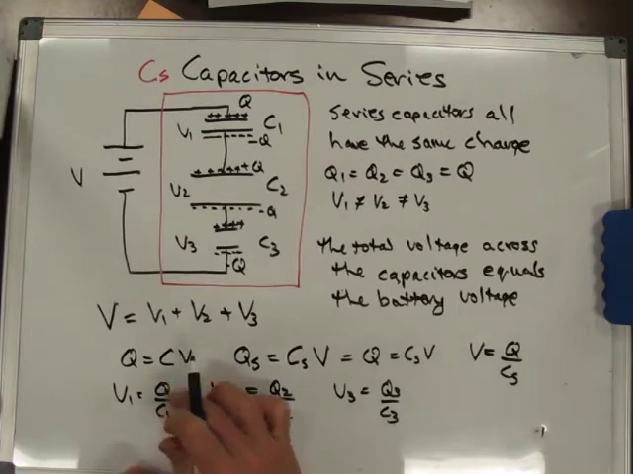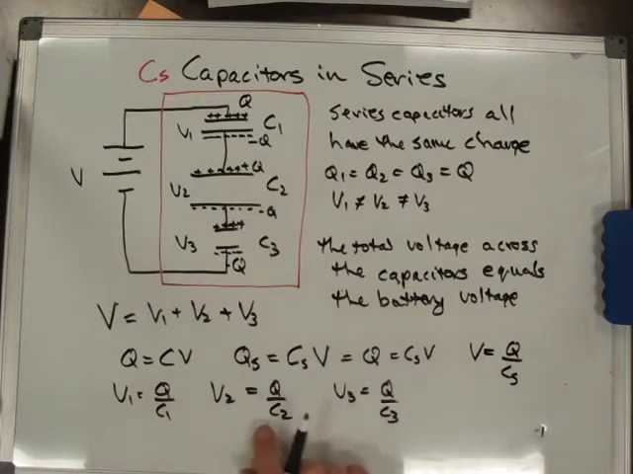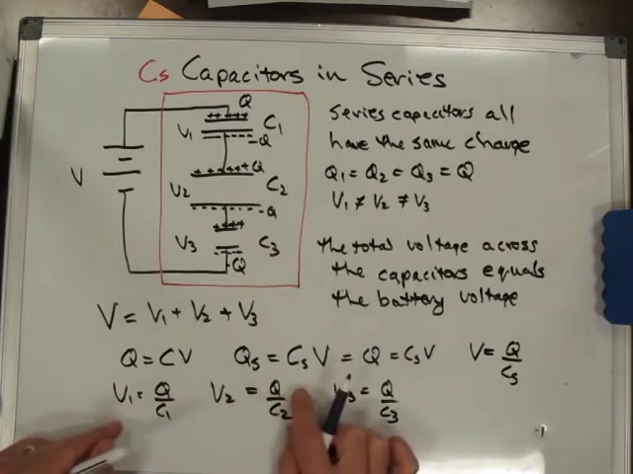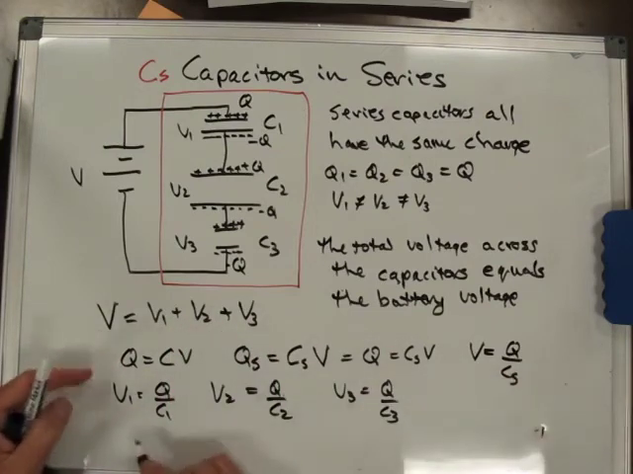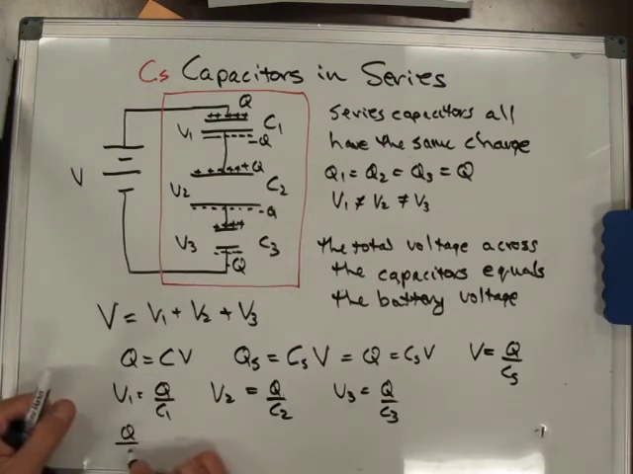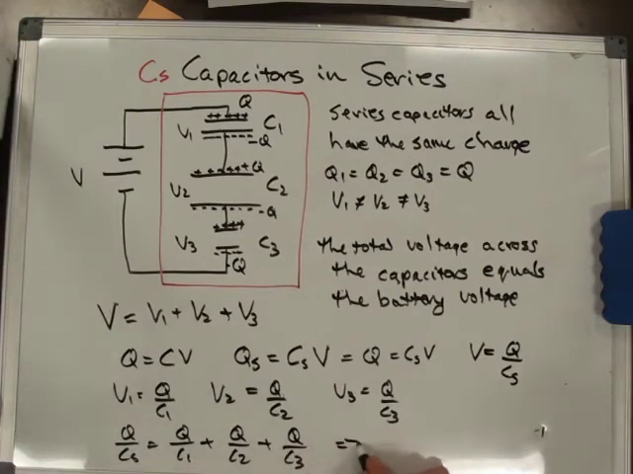But of course, there is no Q1. They're all just Qs, because all these guys carry the same charge. So V1 is equal to Q over C1, V2 is equal to Q over C2, V3 is equal to Q over C3. If I go back to the voltage equation and substitute, I get Q over C series equal to Q over C1 plus Q over C2 plus Q over C3. All the same Qs, so I can cancel them, and that says 1 over C series is equal to 1 over C1 plus 1 over C2 plus 1 over C3.